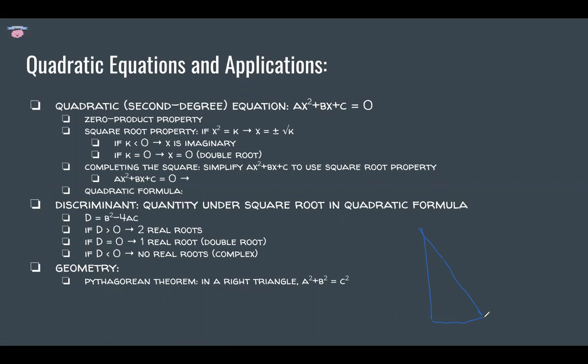So if this is the right triangle, as you learn in geometry, a, b, and c, the relationship between the side lengths is a squared plus b squared is equal to c squared. So if we had a problem like: a farmer has a piece of land in the shape of a right triangle. One of the legs is 10 meters, and the hypotenuse is equal to twice the other leg.